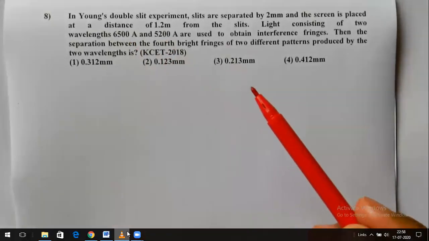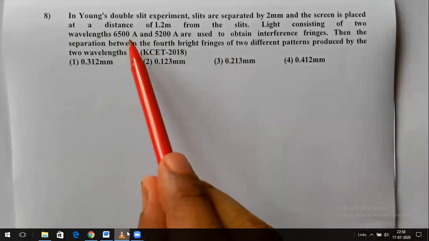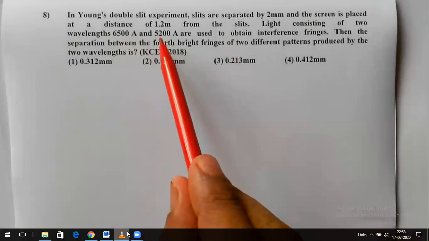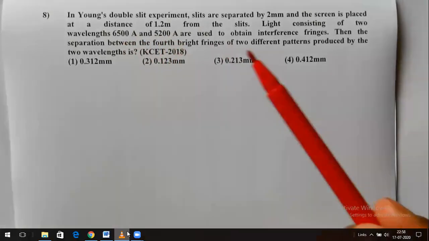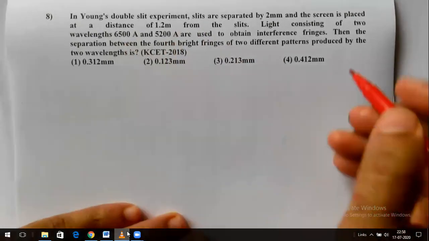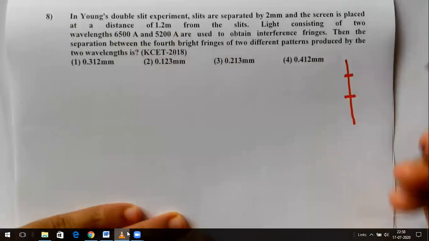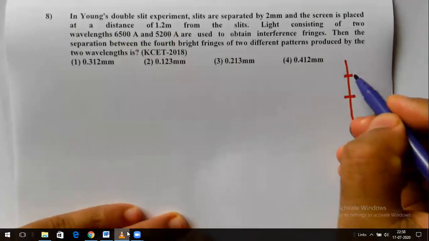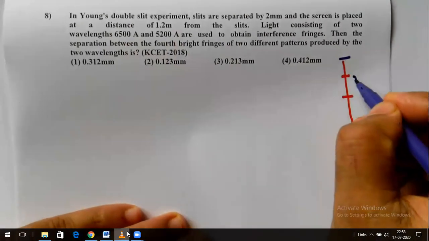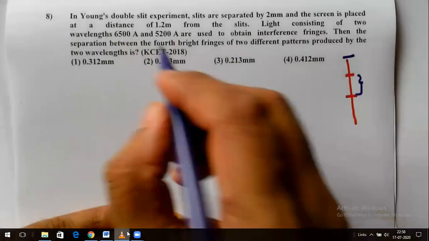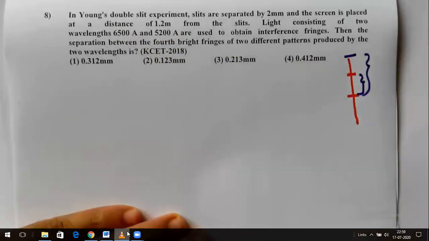So for that we will take the central fringe as the reference. Find out the distance of the fourth bright fringe of this one from the central fringe. Similarly, find out the distance of the fourth bright fringe from the central fringe for this wavelength. Take the difference. That will give you the answer. For example, in the screen, if this is the central bright fringe, and if this is the fourth bright fringe of the first wavelength, and if this is the fourth bright fringe of the second wavelength, find out this distance. It is 4 beta for this wavelength, and find out 4 beta for this wavelength. Take the difference. That will give you the answer.